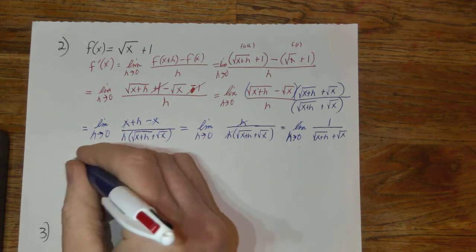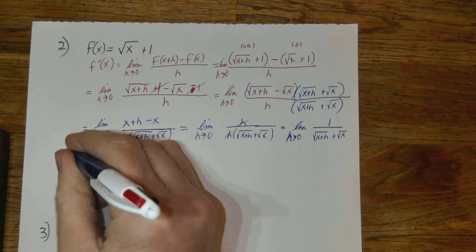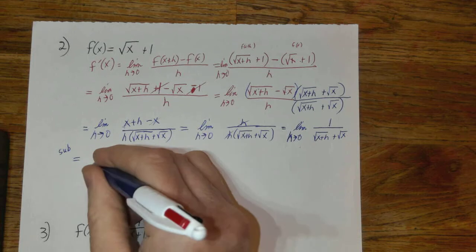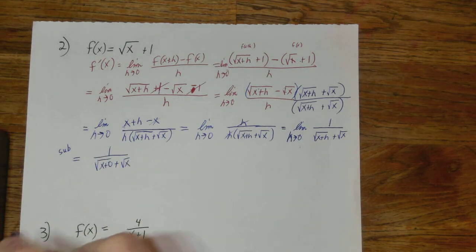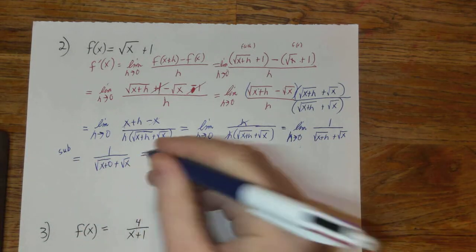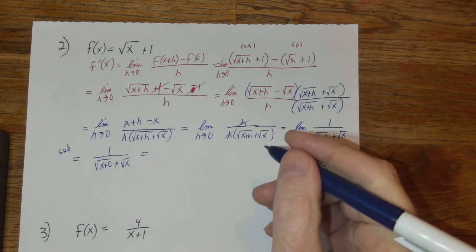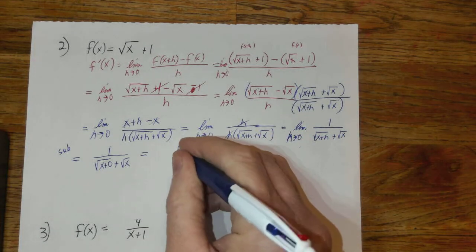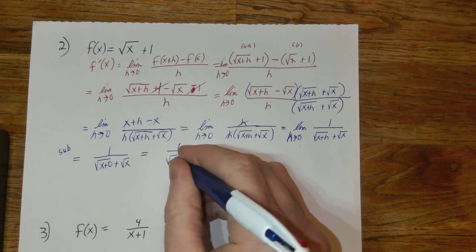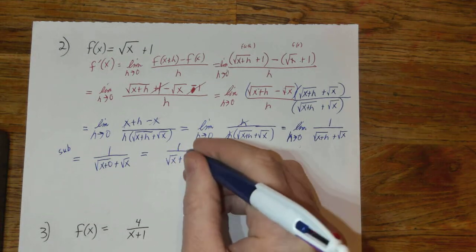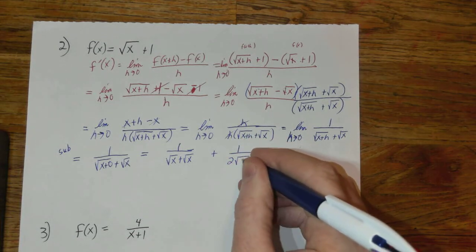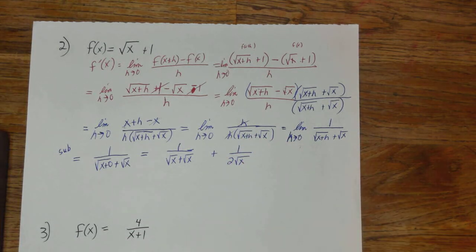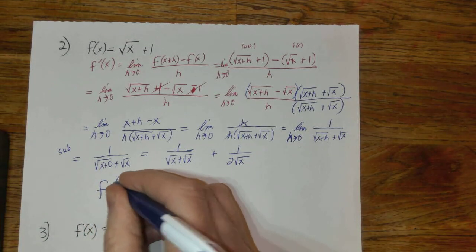Now it's time for substituting. And I got 1 over the square root of x plus 0 plus the square root of x. I'm not doing the limit anymore. I did the substitution. I'm finding that actual value now. And that would equal 1 over square root of x plus square root of x. And those are like terms, so I'm going to make 1 over 2 times the square root of x. So that is f prime of x.